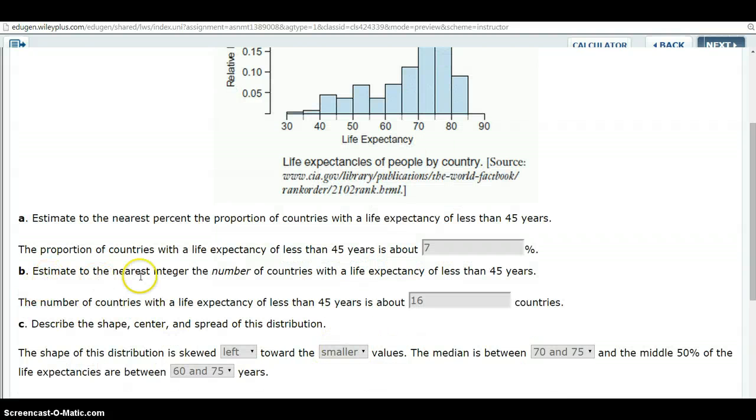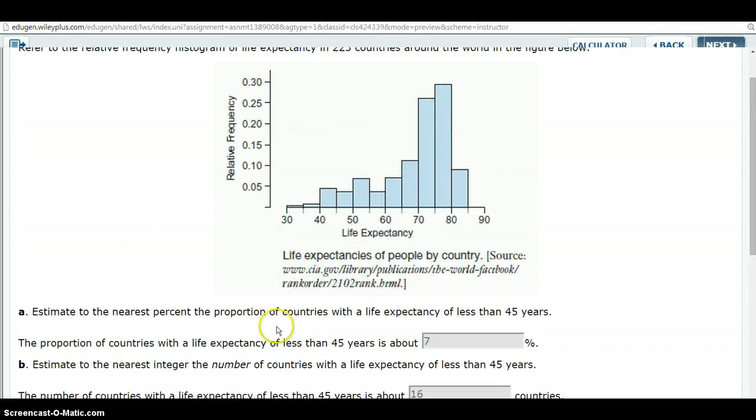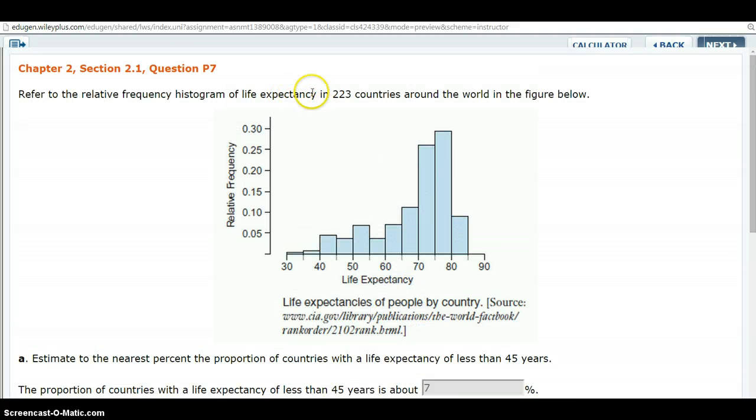Then we have estimate the nearest integer, the number, so not the proportion, but the number of countries with a life expectancy of less than 45 years. So how would we do this? Well, keeping in mind that I got an answer of 6% here, what would I do with that 6%? Well, I'm going back to notice that this data is representing 223 countries.